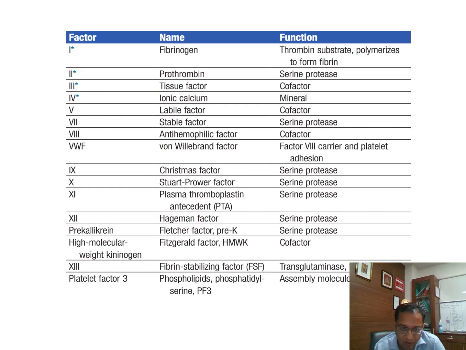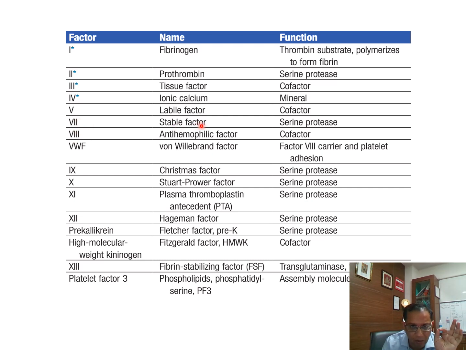So these are the various factors. The interesting thing about this is, first is fibrinogen. We all know this was the first one to be discovered. Then was prothrombin. I spoke to you about this. There is tissue factor. 4th is calcium. 5th is labile. You can see there is no 6. So there is no factor 6.